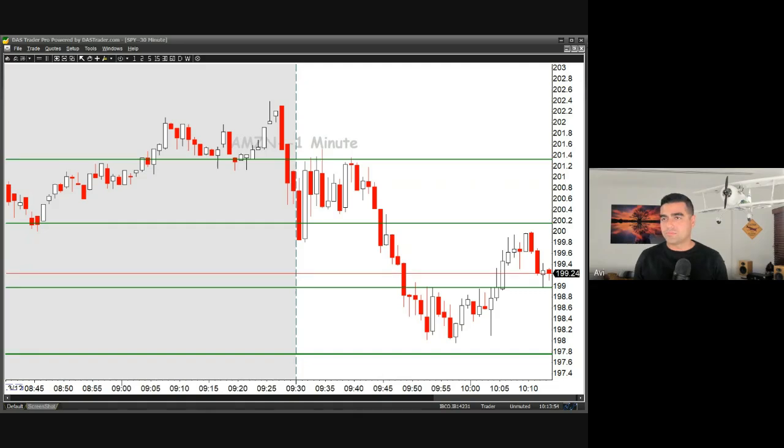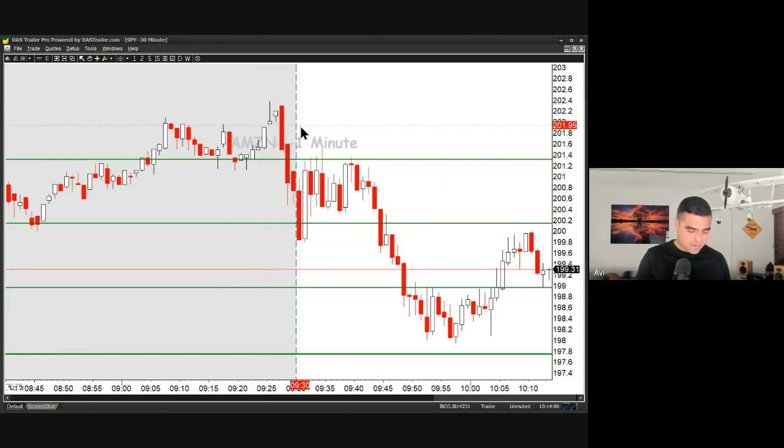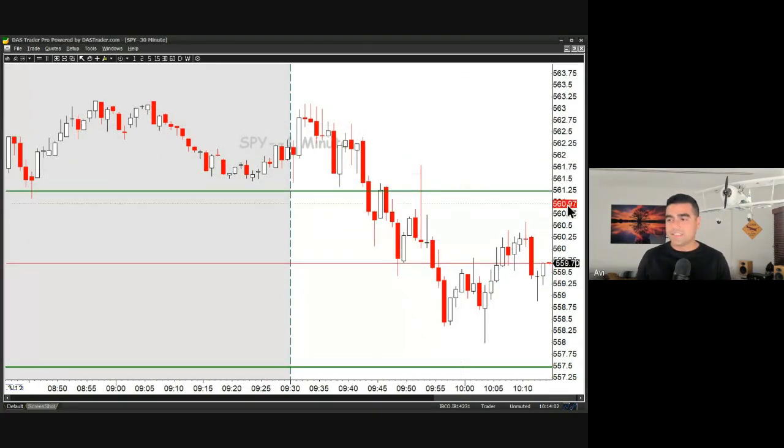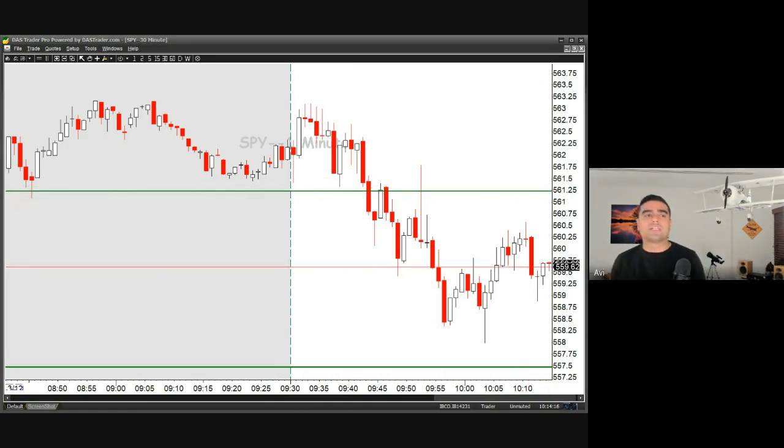All right. So I don't see anything that I'm interested in getting involved in right now. Of course, I'm always watching the SPY. It made a higher low, but generally, it's still weak. If it comes back and rejects this area again, was it 561.25? Then there's an opportunity for a short again. But let's see.